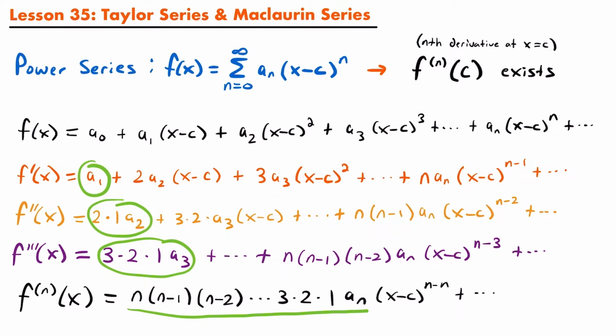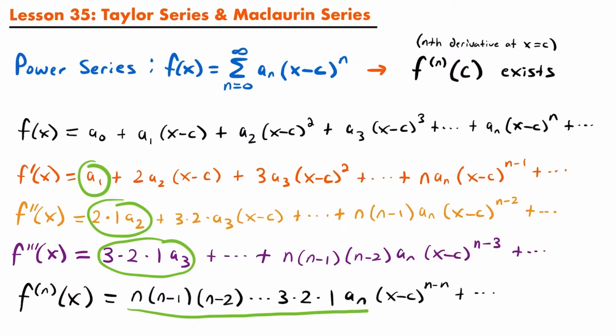Then for the second derivative, we have 2 times 1 times a sub 2. Then for the third derivative, we have 3 times 2 times 1 times a sub 3. And then for the nth derivative, we start with that value of n, subtract 1 from that value until we get to 3 times 2 times 1, and then a sub n, and of course this would just become 1, because x minus c to the power of 0 is 1.